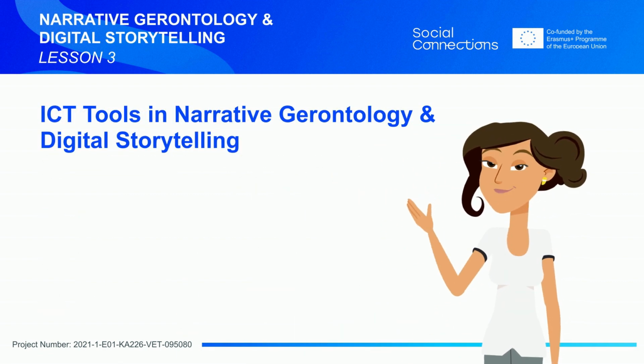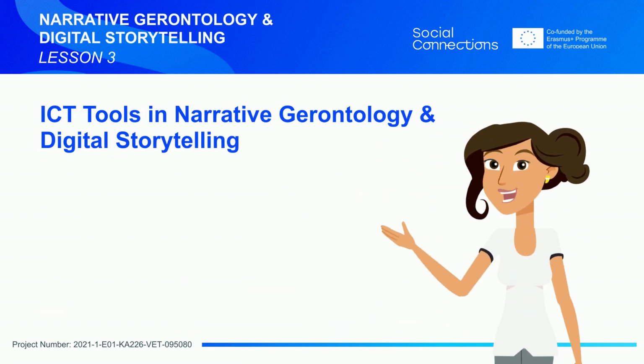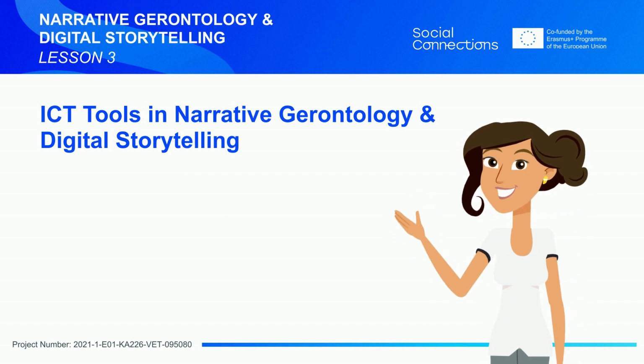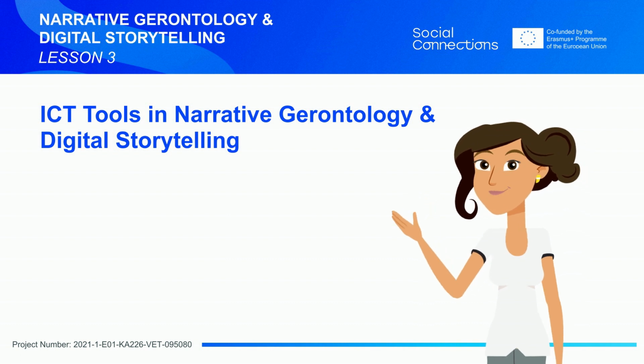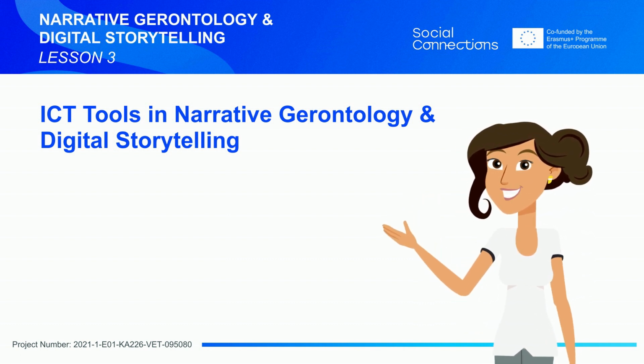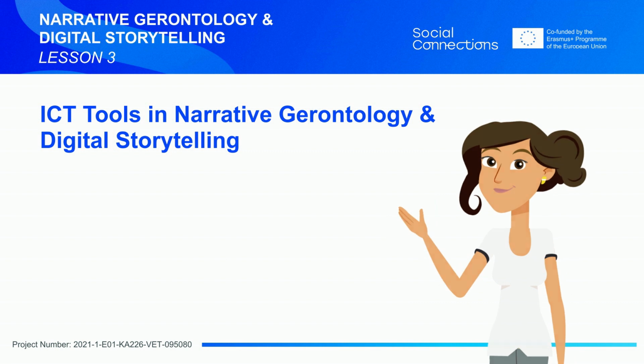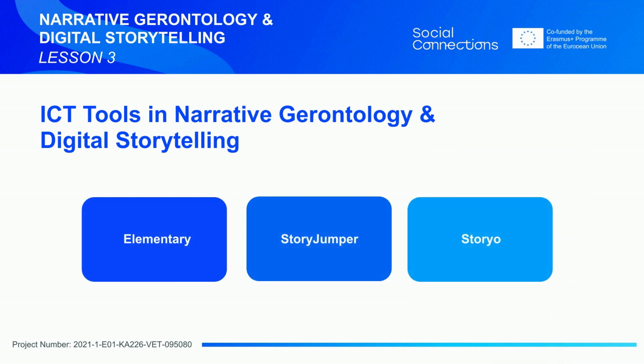When implementing activities related with narrative gerontology and digital storytelling, there are some ICT tools that can be used to support you in editing and compiling information and materials, also making a final result more effective. These are 3 examples of ICT tools that you can use and consider when implementing an activity related with narrative gerontology and digital storytelling. The first, Elementary, is an online platform that gathers artists and writers and allows everyone who is interested to create their own interactive stories.